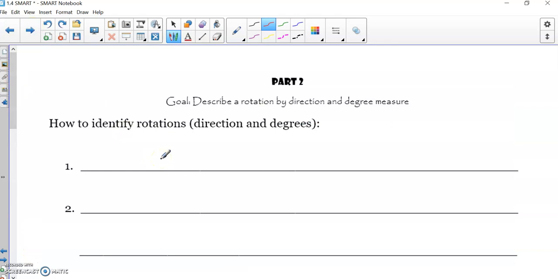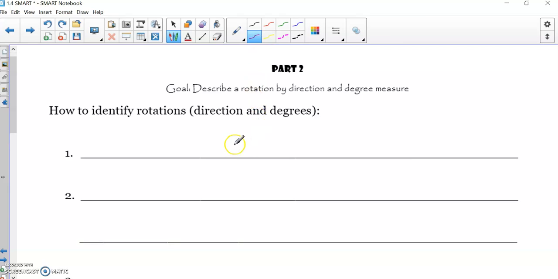Okay, so let's go ahead and switch gears here. Now we're going to talk about how to look at a rotation and just identify or describe exactly what's going on in that picture. We've done a lot with performing rotations, but we haven't really done much with just being able to look at a picture and say, yes, I know that this was a clockwise rotation by 90 degrees or something like that. So that's what we're going to learn how to do here.